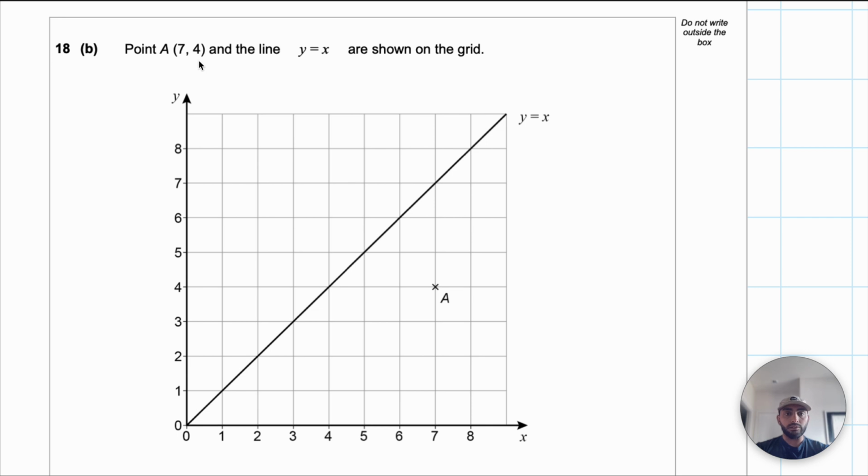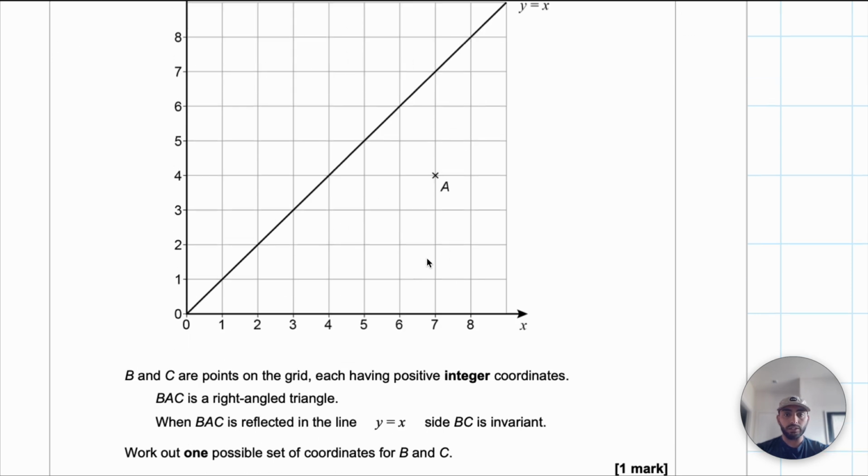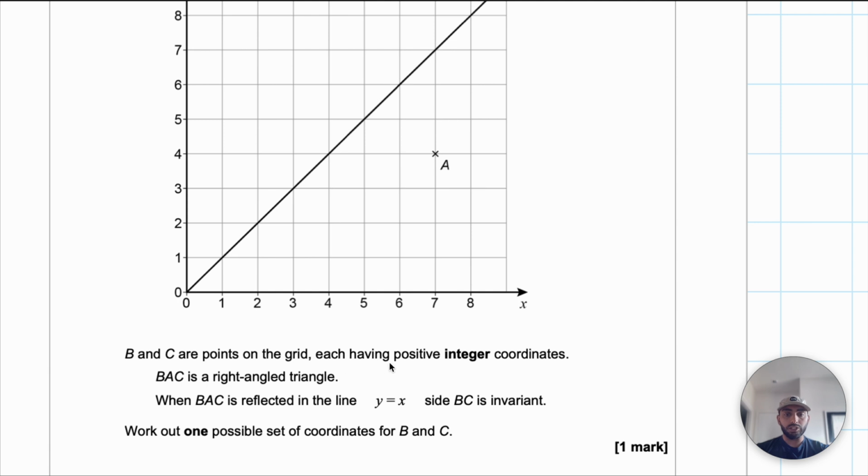Part B. Point A at 7, 4 and the line y equals x are shown on the grid, and both of these are already on. B and C are points on the grid, each having positive integer coordinates. This is just saying that there's 2 more points somewhere here, and they'll be positive integers, so they will be in this quadrant. BAC is a right angle triangle, so we're going to be drawing a right angle triangle somewhere with A as one of our points and B and C as the other ones. When BAC is reflected in the line y equals x, side BC is invariant. This is just saying that when I reflect this right angle triangle, these 2 points will stay in the exact same place. That's telling me that this line will be on the line y equals x. Work out one possible set of coordinates for B and C.